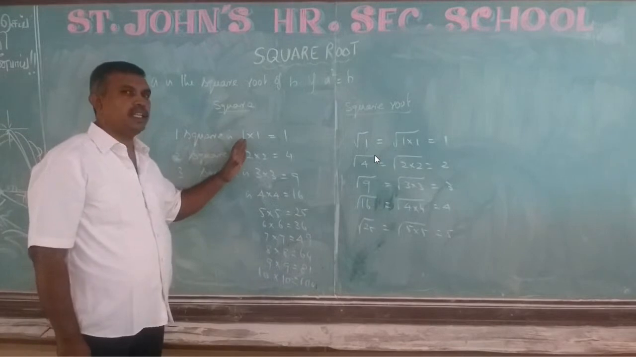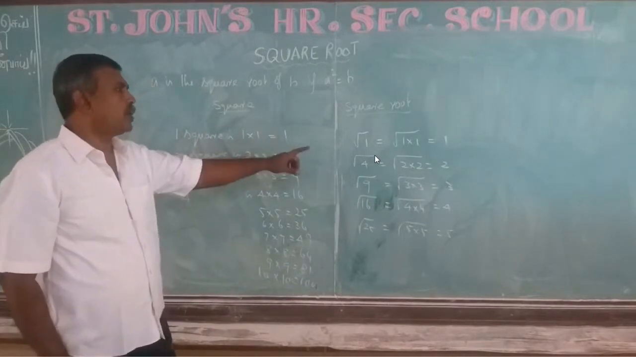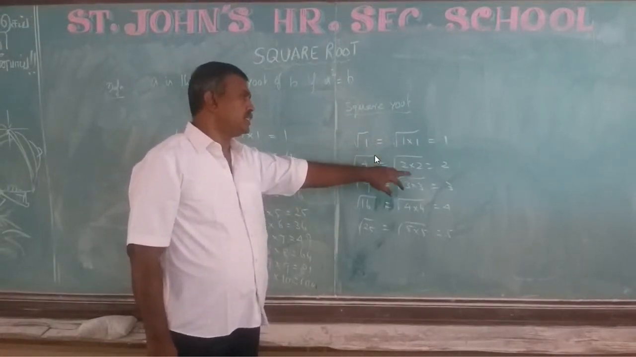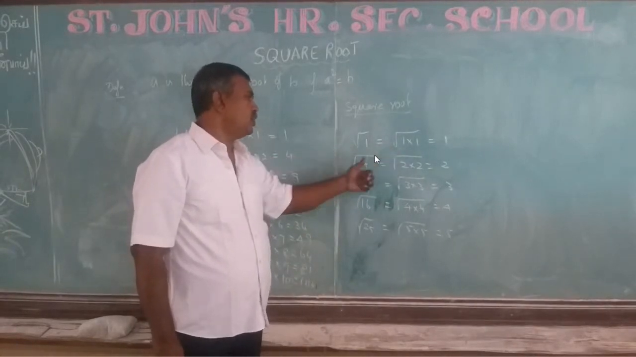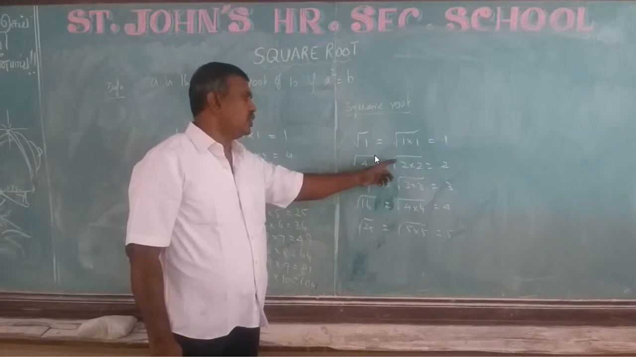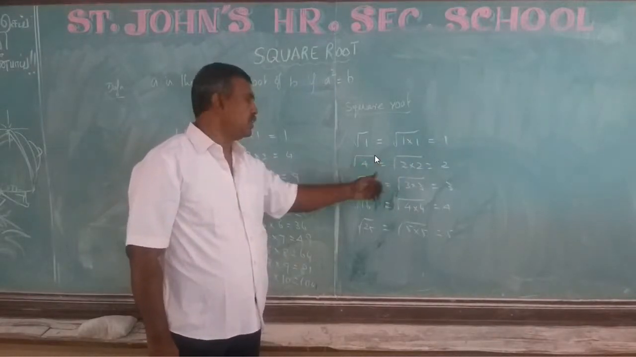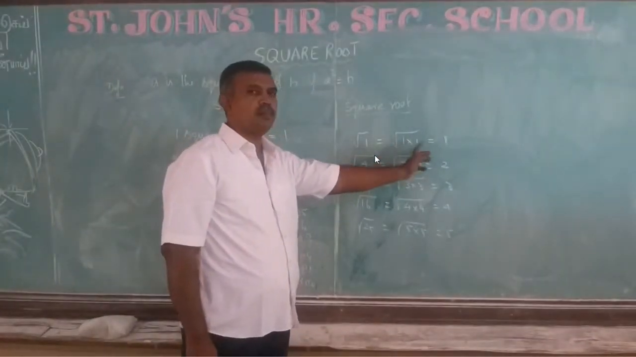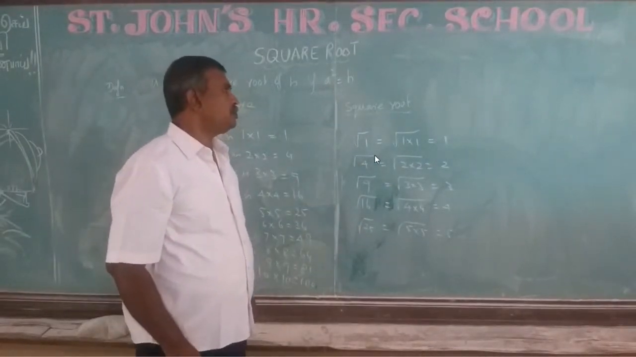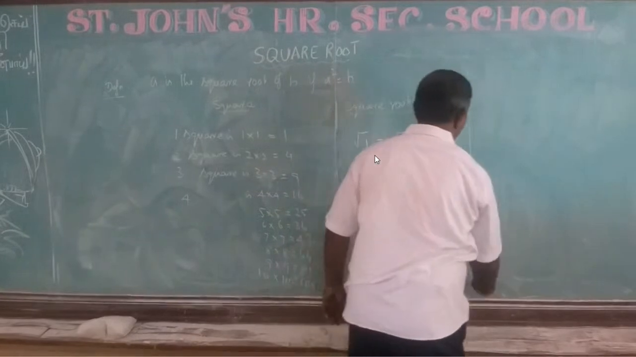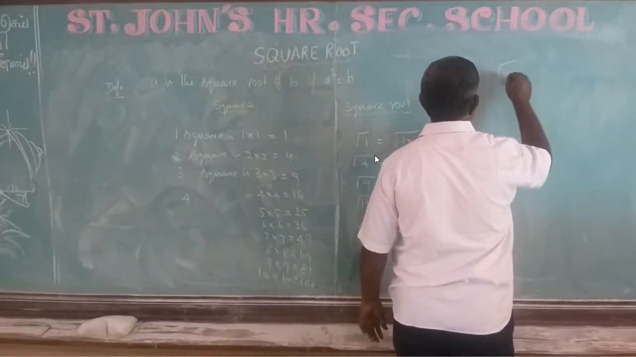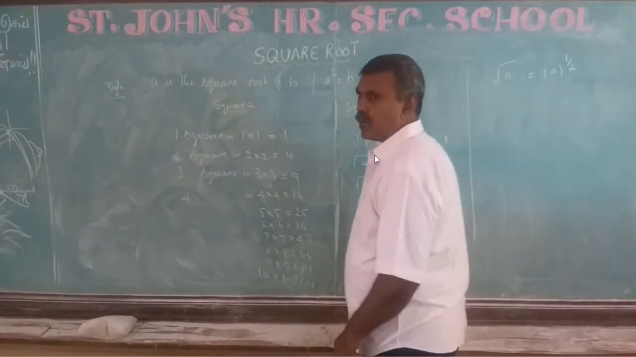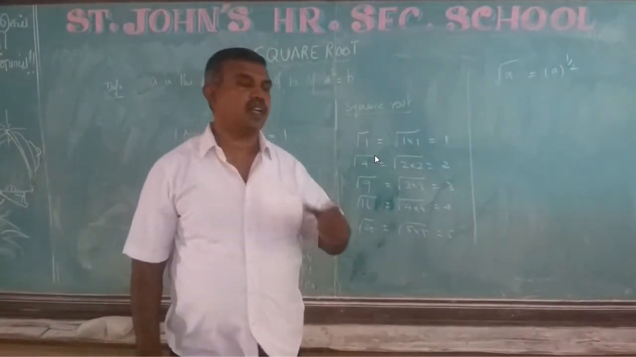Square root means we take the number twice. 1 means 1 into 1. 4 we can split into 2 into 2, the same number. 9, 3 into 3. And we take one number from the square root, because square root means square root of A is equal to A power half. We can say square root of A is equal to A power half.